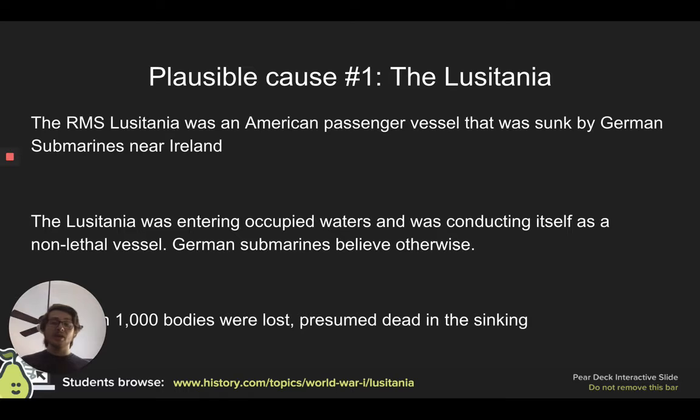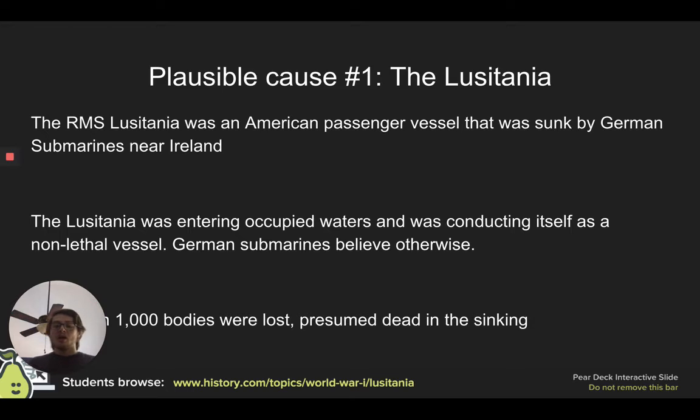And the US said, hey, this is a passenger vessel. Don't shoot us down, obviously. Of course, unfortunately, that didn't happen. The Lusitania was entering occupied waters, trying to travel towards the UK, and was conducting themselves as a non-lethal vessel. German submarines shot that down anyway. The reason being because Germany saw mounted turrets, and there was actually a reported amount of ammunition and gunpowder and a lot of other supplies hidden on that vessel with passengers used as a sort of smokescreen.